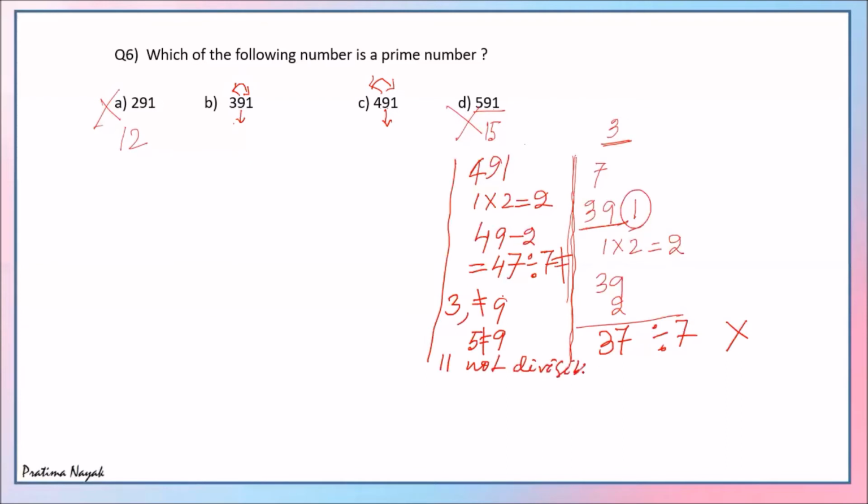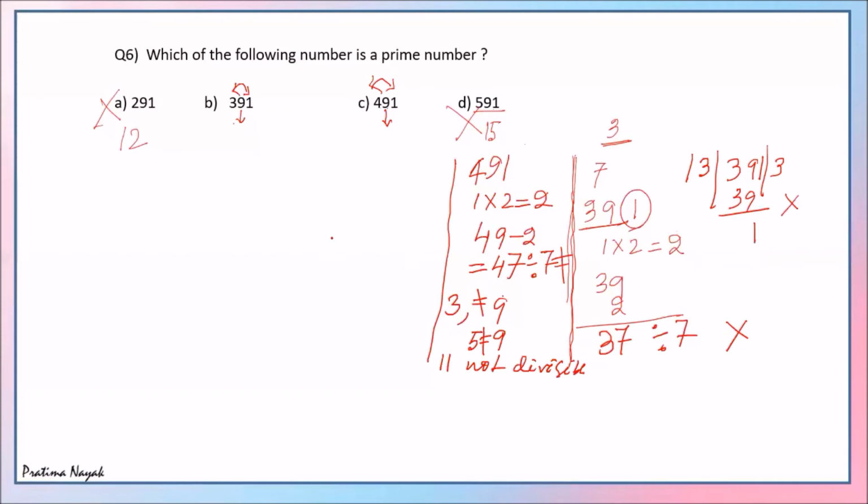3, 5, 7, 11. Then let us go for 13. 391. Now I'll literally divide 39 by 13. 13 3s are how much? 39. 1 is left, so it is not divisible by 13.